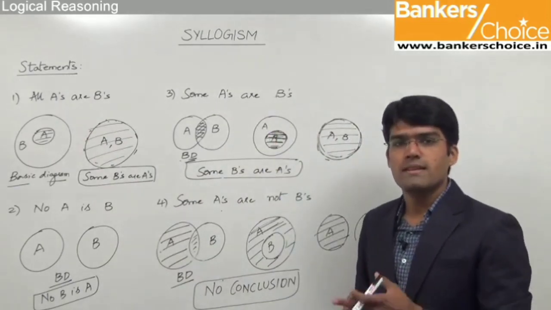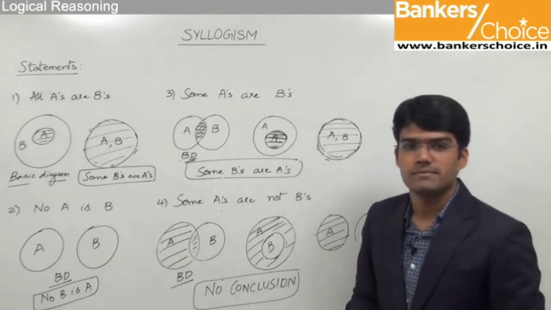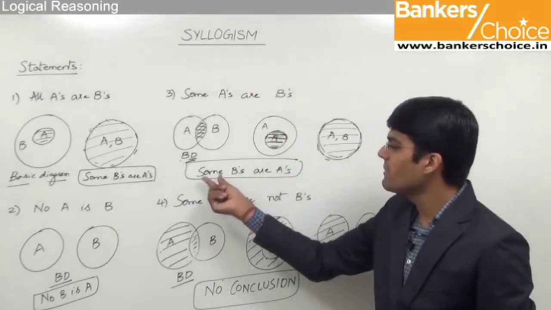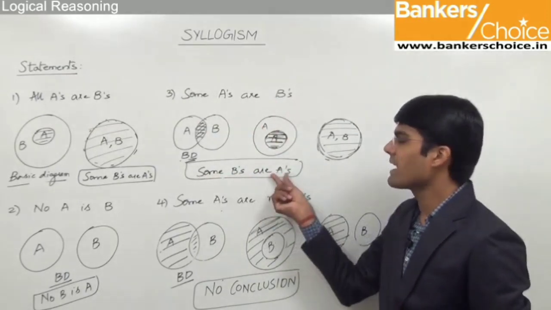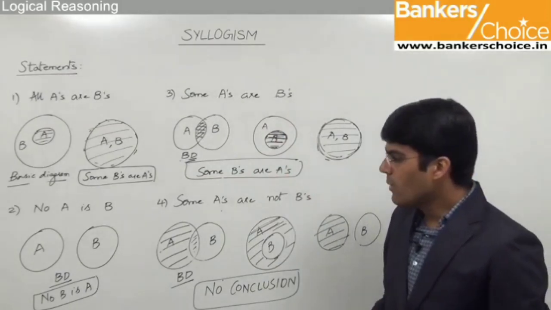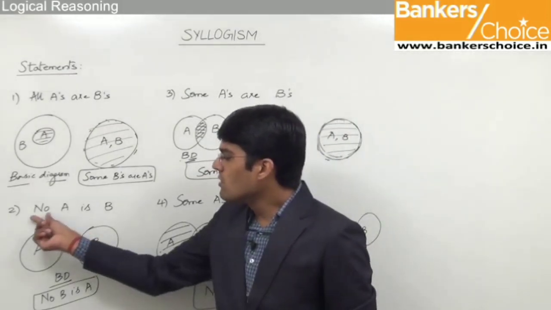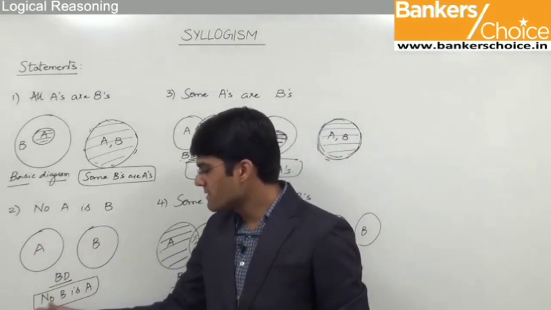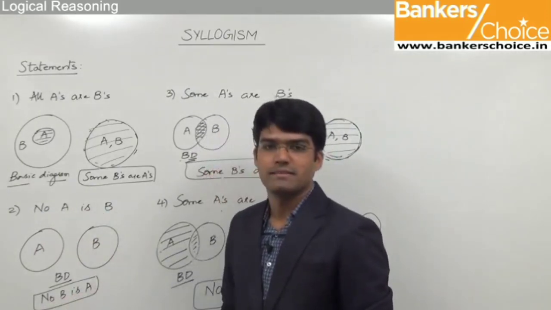Similarly, if we move to the third statement here, some A's are B's. Let us assume some actors are cricketers. Now when we say some actors are cricketers, the conclusion which can be made is some cricketers are actors. And likewise, when we say no player is student, the conclusion which can be made is no student is player.